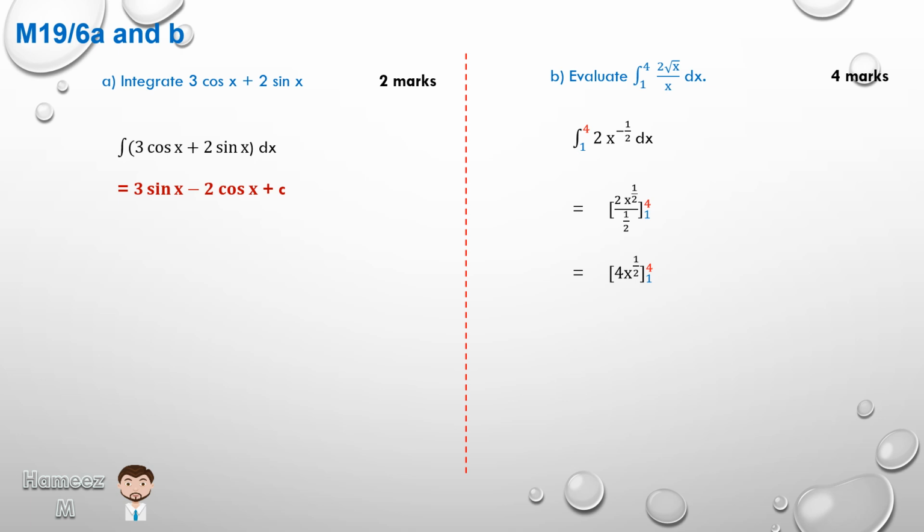So if we substitute, it will give us 4 by 4 to the power half minus 4 by 1 to the power half. And to the power half means a square root. So the square root of 4 is 2, 2 4s are 8, minus the square root of 1 is 1, 1 4 is 4. 8 minus 4 is 4. So the integral will be 4 square units.